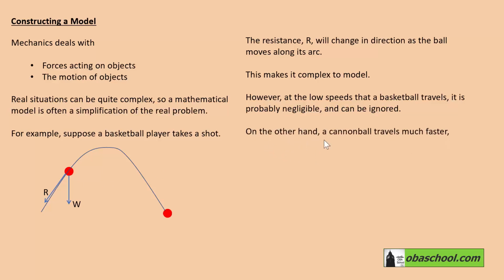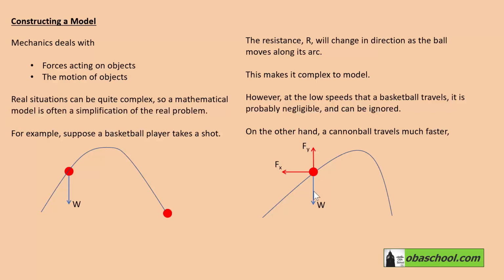On the other hand, a cannonball travels much faster. So the path of a cannonball might be more shaped like this. Here's the cannonball somewhere in its path, and the weight of the cannonball acts downwards, and resistance as shown. We might take the resistance away and model it as a horizontal force and a vertical force. And so what we have is a situation where we've resolved that resistance into components.